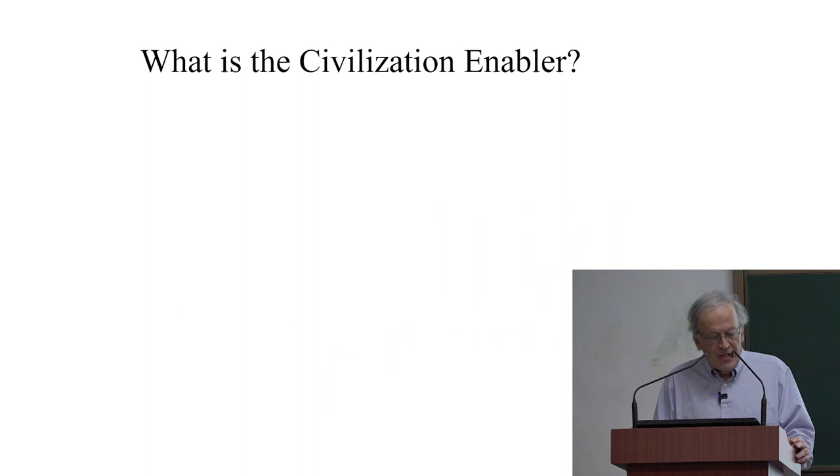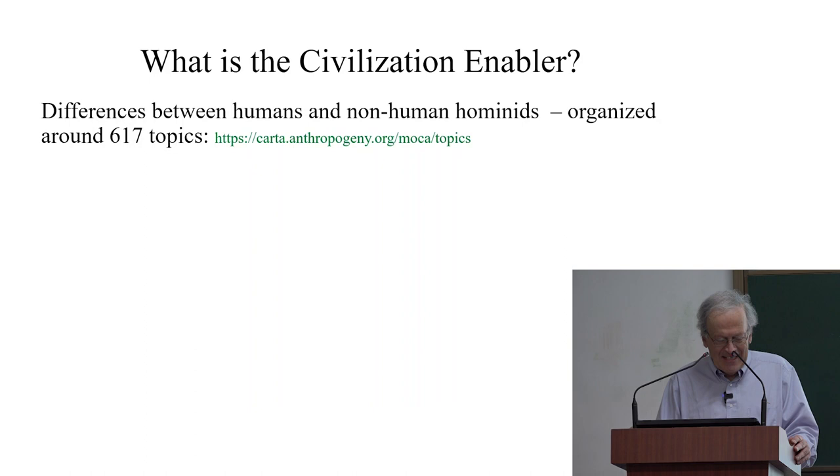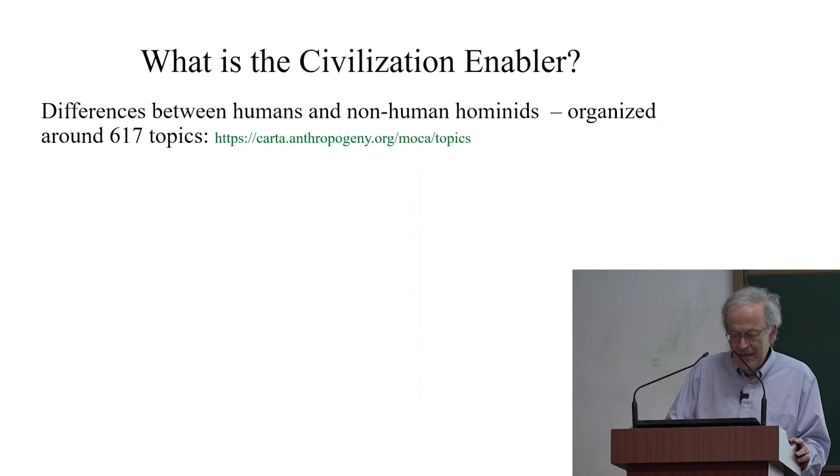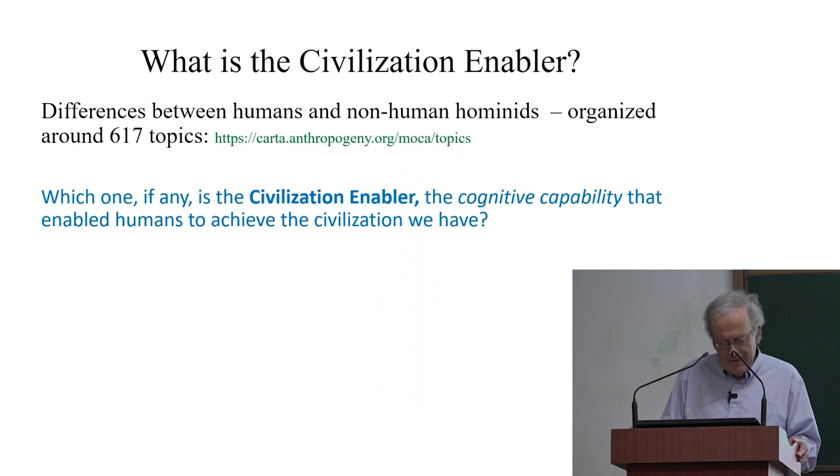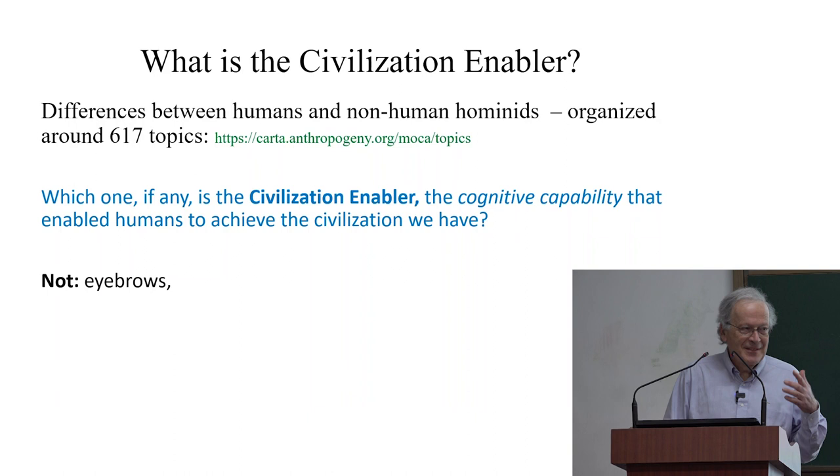So this question of what's special about humans, what's different about us compared to other species, has of course been asked by many other people in other academic fields. You can look at a website which has 617 different topics. These are areas where academics have scientific work, where they distinguish us from our near relatives. I just want to emphasize that I'm looking for not just something which makes us different from other animals, but a capability which enables us to make civilizations, which explains why we can do everything we can do. For example, eyebrows supposedly are unique to humans, but there's no known theory which says that if you have eyebrows, then you can make computers.